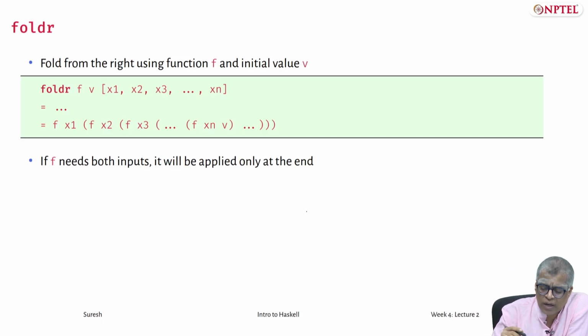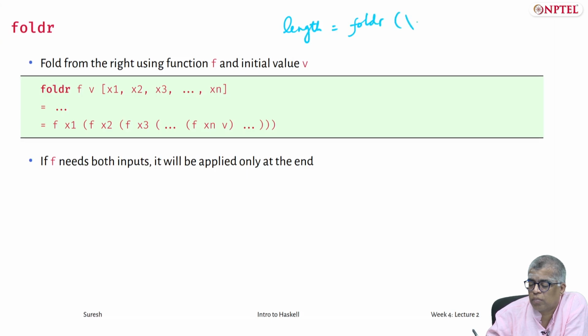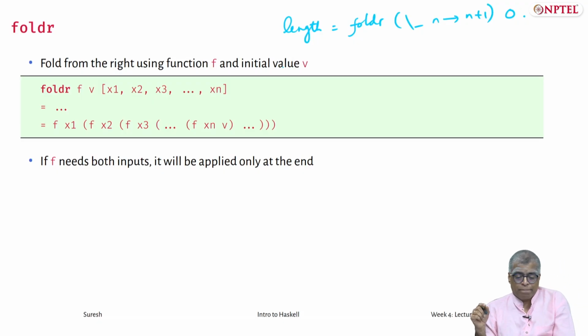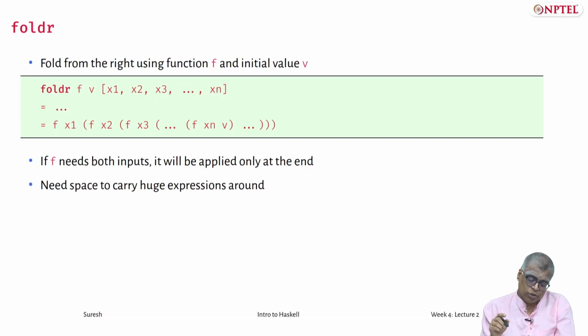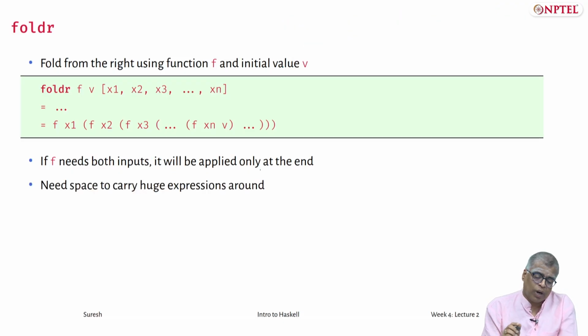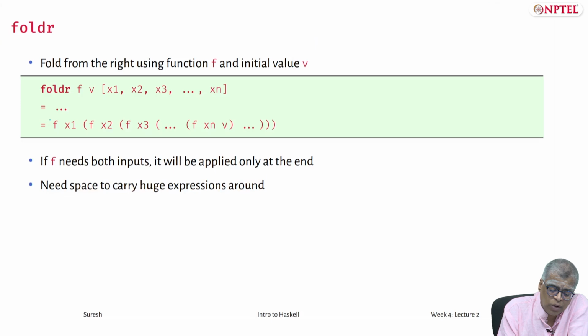Another aspect of foldr is that, as we saw with the length function, the length function used a function f which required only one of its arguments, but that was the second argument. But sometimes you might have a situation where you use only the first argument, in which case, we will come to that later. If f needs both inputs, it will be applied only at the end. So what happens is that you need space to carry around a huge expression like this.